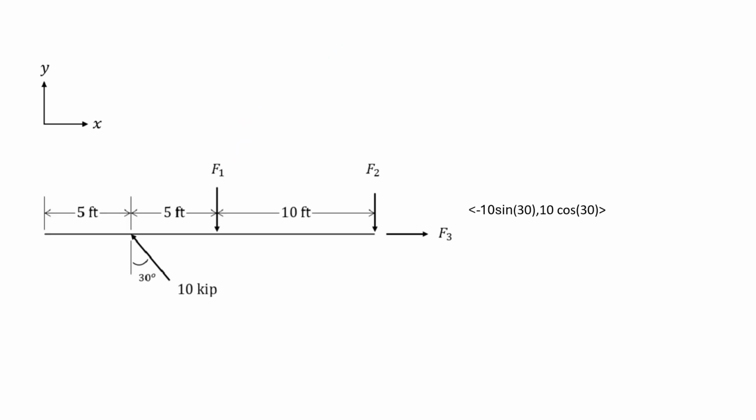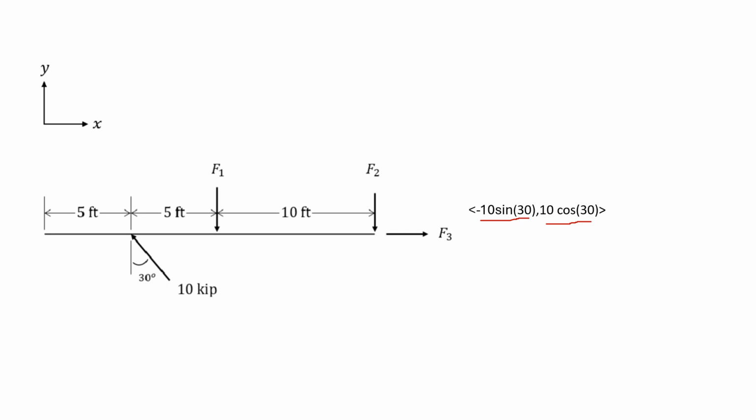Here's an example where the traditional coordinate system, which I described earlier in the video, is not the same for the trig stuff. In this case, the x component is opposite the 30-degree angle of this 10 kip force, and the y component is adjacent this 30-degree angle. So thus we get negative 10 sine of 30 degrees being the x component and 10 cosine 30 degrees being the y component.